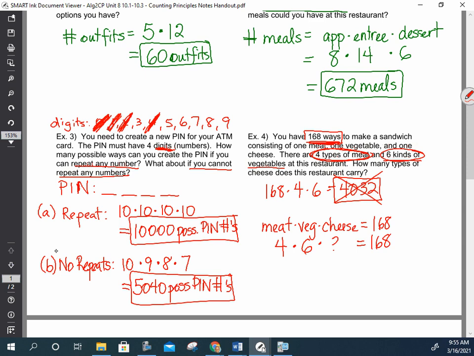So, what can I do with this 4 and that 6? Oh, so 4 times 6, 24. So 24 times x equals 168. Divide those by 24, we'll know how many cheeses we have. How many cheeses do we have? 7 cheese. 7 kinds of cheese.